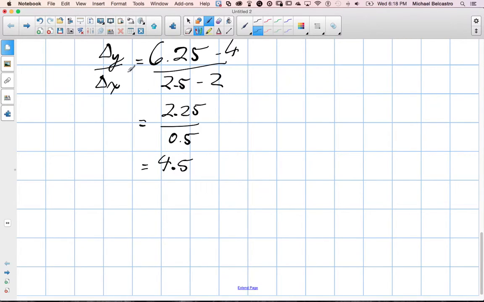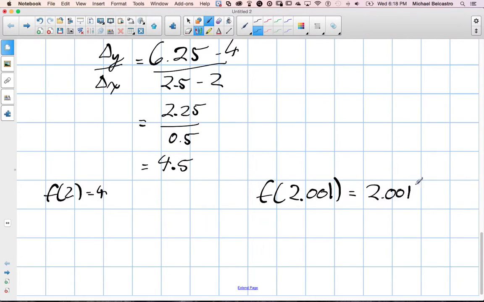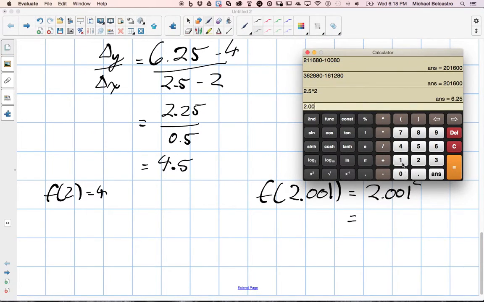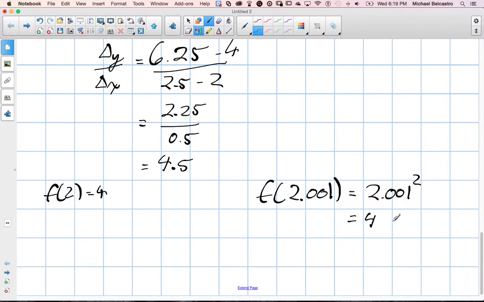So again, we already know our f at 2 is 4. What is our f at 2.001? Okay. So 2.001 squared is equal to 4.004001. Okay. So we go to find our slope. This is our y value, 4.004001. Subtract our other y value, which is 4.